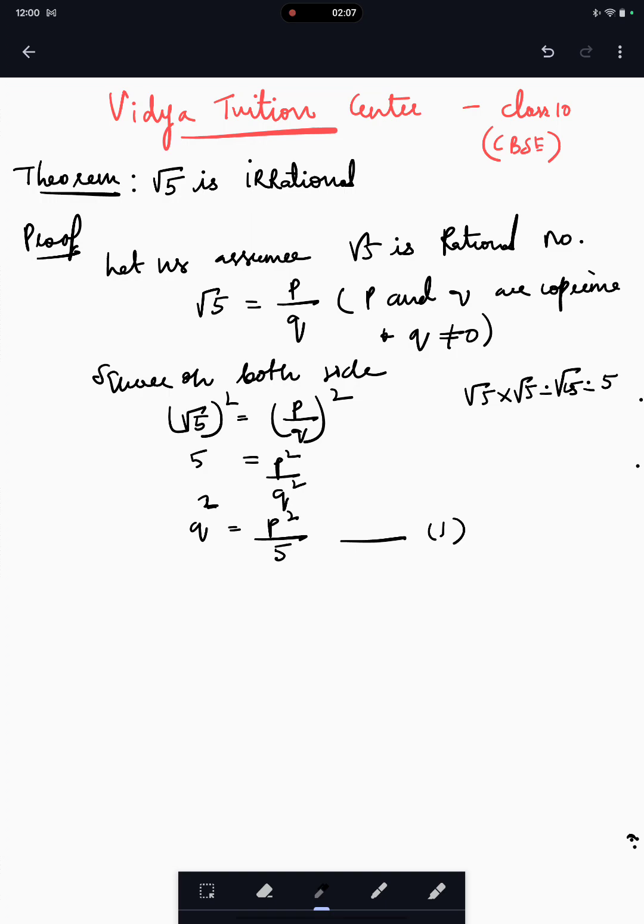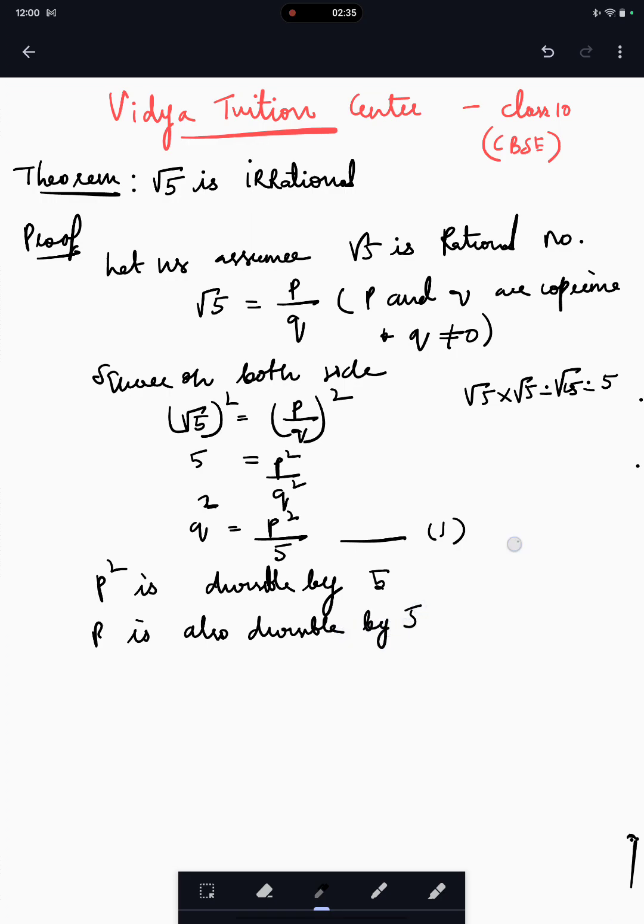From this equation I am concluding that P square is divisible by 5. So P square will be divisible by 5. Yes, from this equation I am getting it. And even P is also divisible by 5. How? Let me tell you.